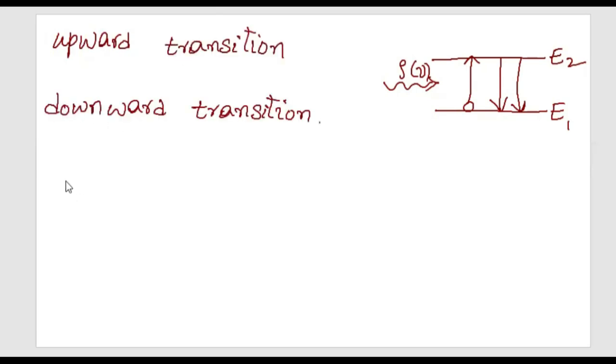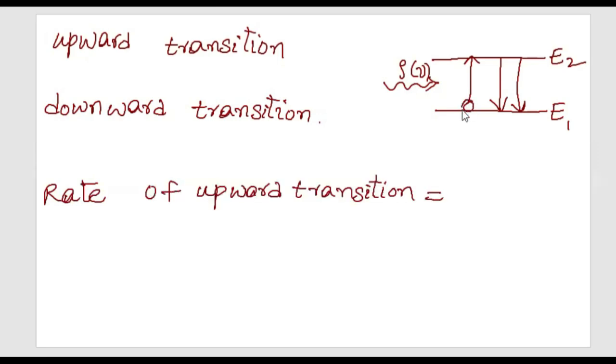So how is the upward transition going on? The rate of upward transition. Upward transition means the atom going from low energy level to higher energy level. So this process is nothing but stimulated absorption. So the rate of upward transition is equal to the rate of stimulated absorption.